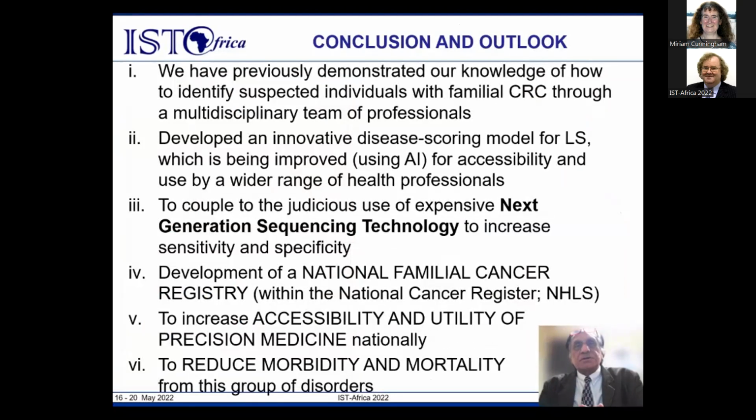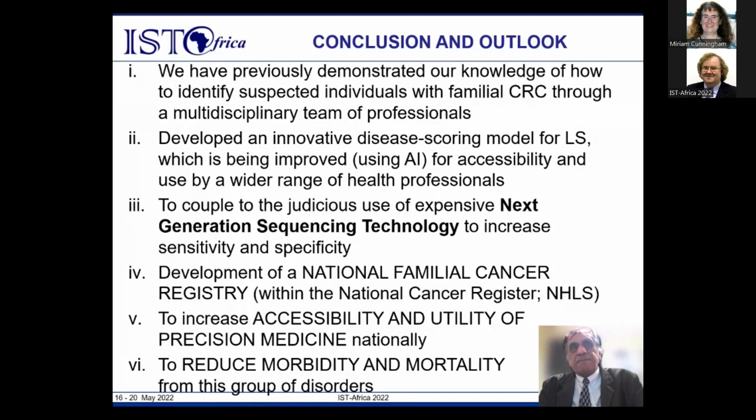So in conclusion, colleagues, what we could say is that we have previously demonstrated how to identify suspected individuals with familial colorectal cancers through a multidisciplinary team of professionals. We have developed an innovative disease scoring model for Lynch syndrome of familial colorectal cancers, which is being improved using artificial intelligence for accessibility and use by a wider range of health professionals. And this is coupled to the judicious use of expensive next generation sequencing technology to increase sensitivity and specificity.